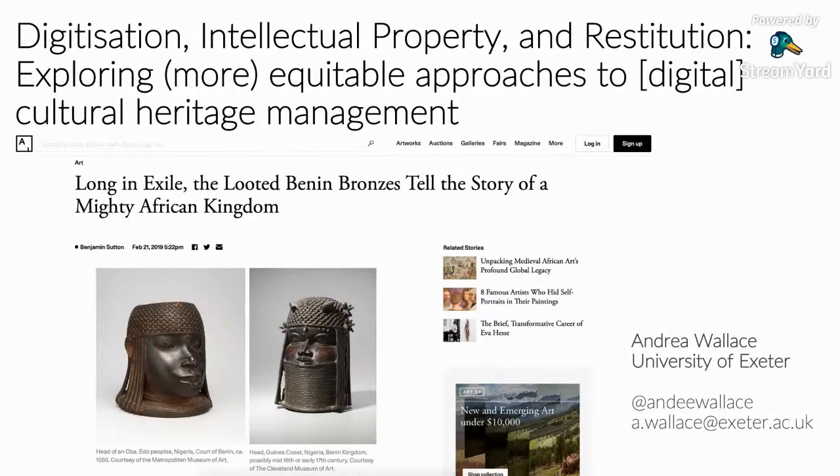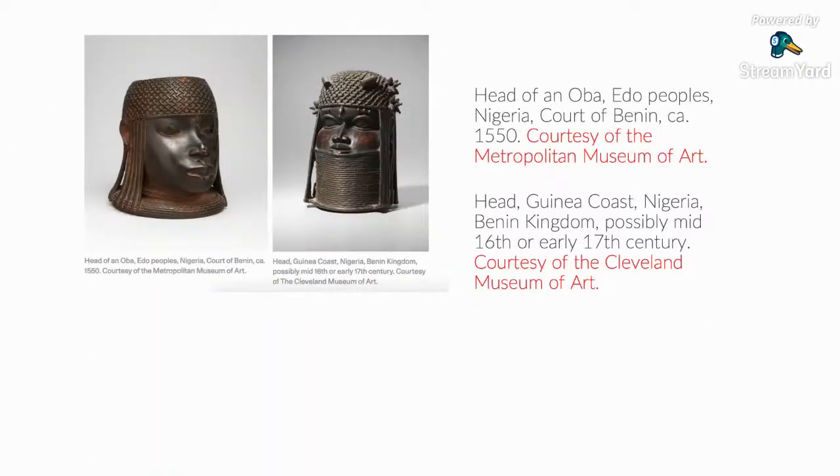So I thought I'd start by grounding the presentation in these two images. We have these looted bronzes from the Kingdom of Benin, which you may recognize because these two specific images have been very widely circulated in recent articles on the restitution of sub-Saharan African cultural heritage. The reason for this is that these two images are actually copyright free. Both have been released via the CC0 public domain dedication tool. One is held and reproduced by the Metropolitan Museum of Art, and the other by the Cleveland Museum of Art.